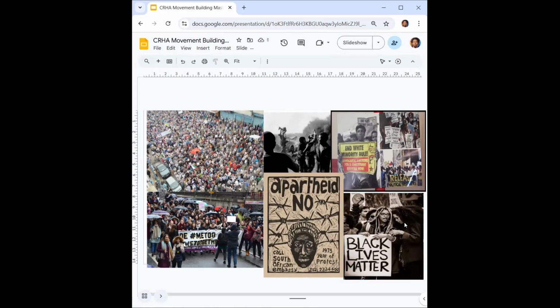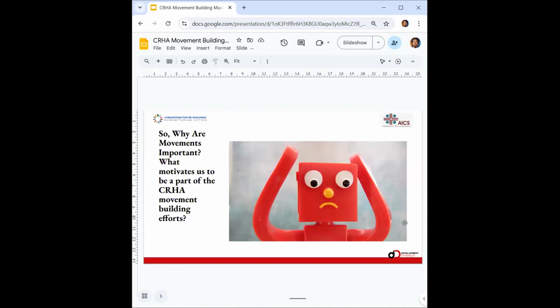And with that brief introduction to movement building, as we now jump into a quick virtual break, I want to invite us into this chat space to answer these two questions. One, why are movements important? What are the aspects and the factors that we're looking for when it comes to movement building? And two, what would motivate us to be a part of the CRHA movement building efforts? Why are we trying to work collaboratively as a consortium? What are we trying to achieve at the end of the day? What is that impact? What is that lasting change that we're hoping to see? How is community and belonging going to help us drive towards that?